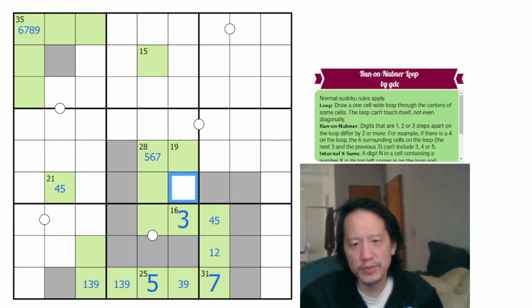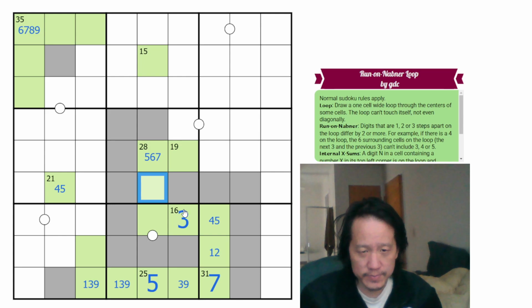So this cannot be on the loop. This cannot be on the loop. This can't be just 2, because that doesn't work. Actually, it doesn't go that way. It would have to go that way if that's possible. These can't be on the loop, because then it would be touching itself.